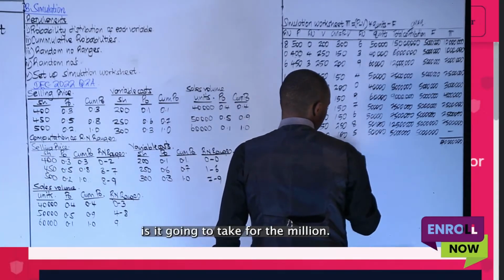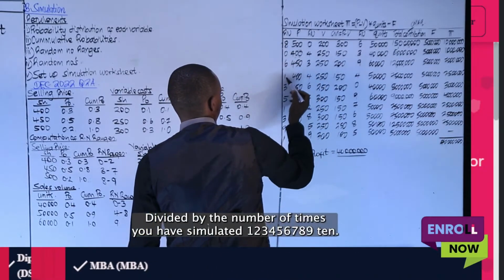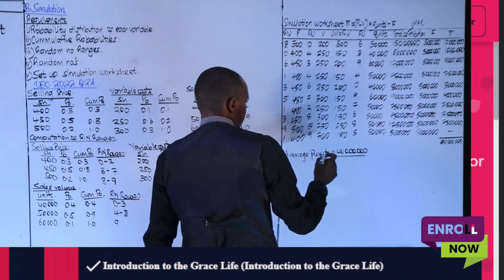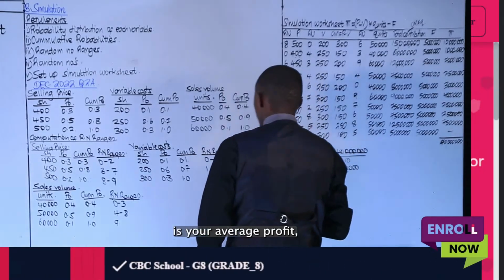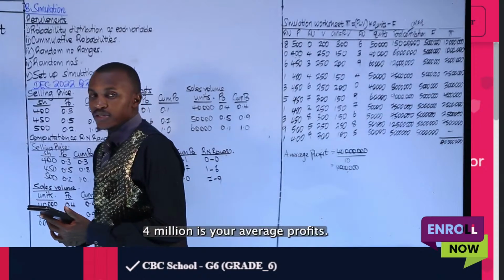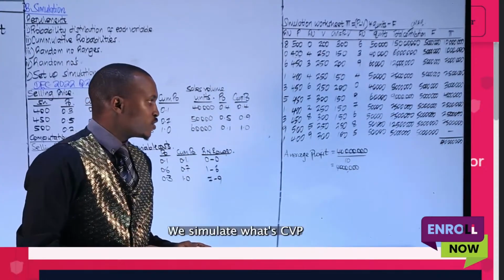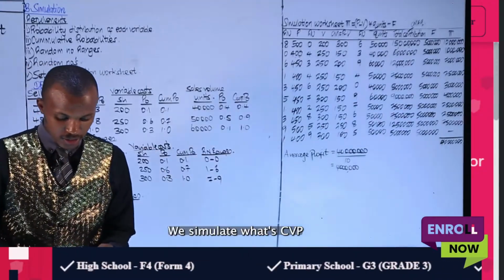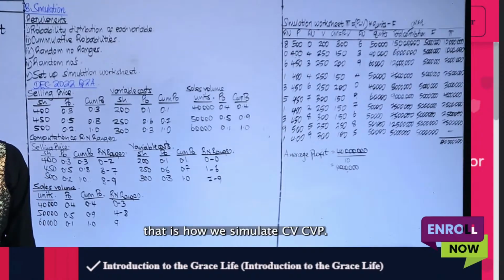Going to take 40 million, divide by the number of times you've simulated. 1, 2, 3, 4, 5, 6, 7, 8, 9, 10. So 4 million is your average profit. And that's how we simulate CVP.